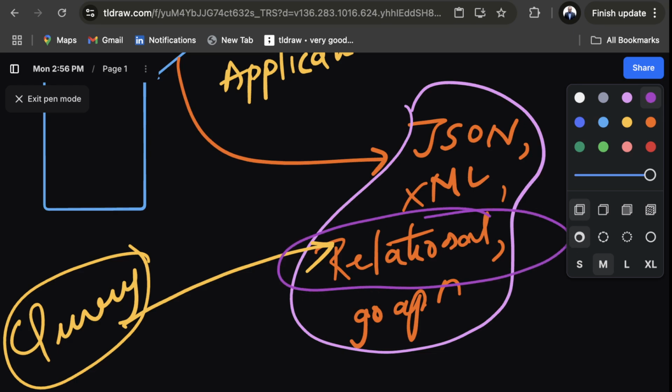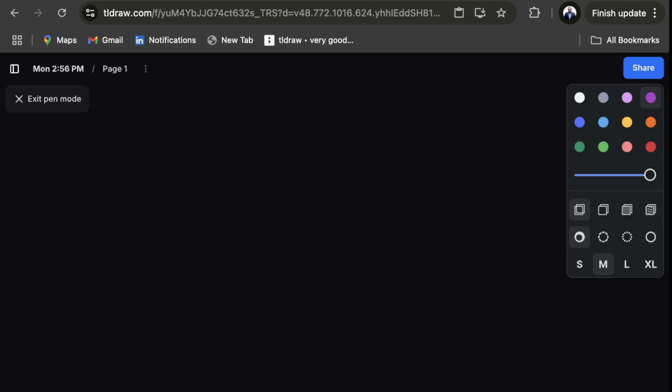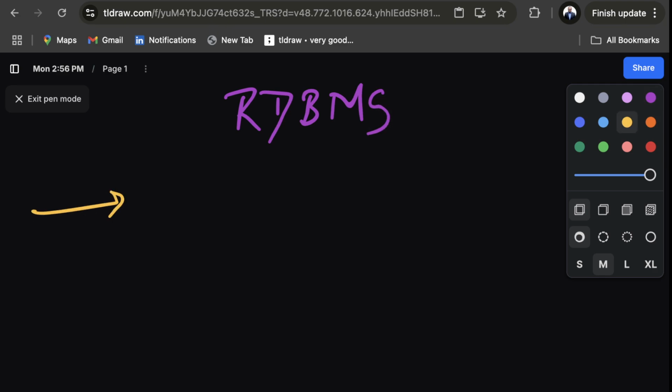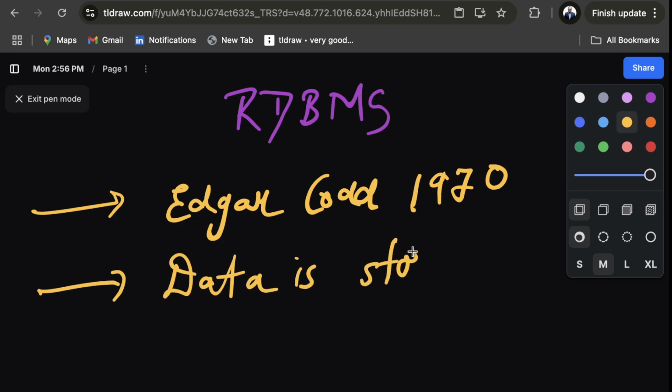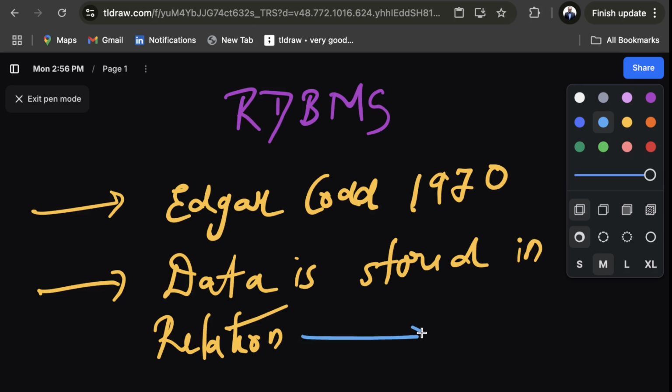So first, let's understand why we came up with this model. The base model is probably that of SQL, structured query language, which is based on RDBMS. That was proposed by Edgar Codd. The data is organized into relations called tables. So now we are coming to our data model, which is RDBMS. It was designed by Edgar Codd in the 1970s. The way data is stored is in relations. What do we mean by relation? A relation is nothing but a table.